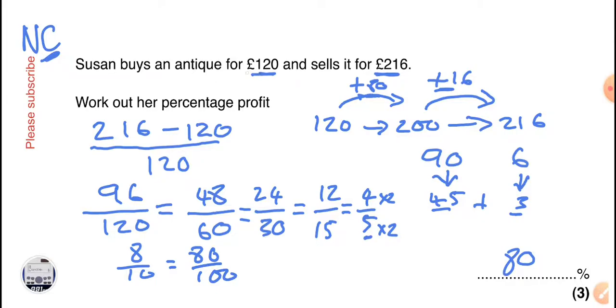So when Susan bought the antique at £120 and then sold it for £216, she actually made an 80% profit.